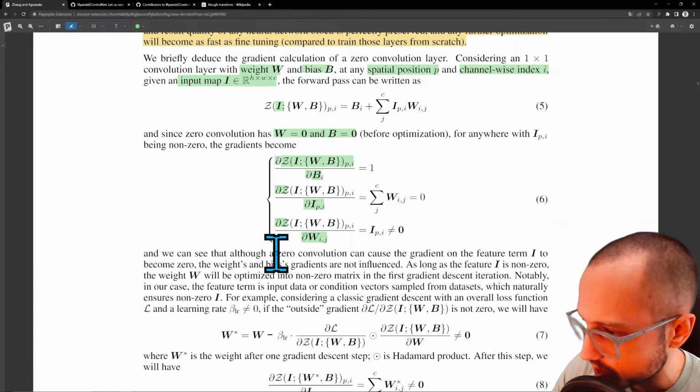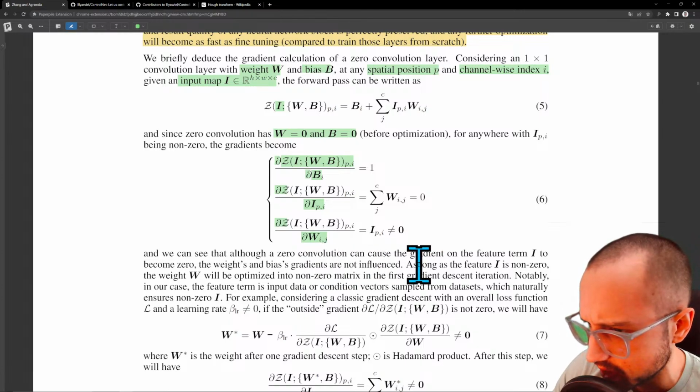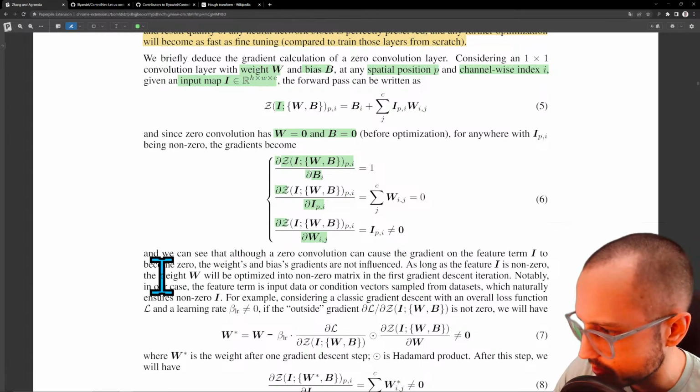And we can see that although a zero convolution can cause the gradient on the feature term I to become 0, the weights and biases gradients are not influenced. As long as the feature I is non-zero, the weight W will be optimized into non-zero matrix in the first gradient descent. Notably, in our case, the feature term is input data.